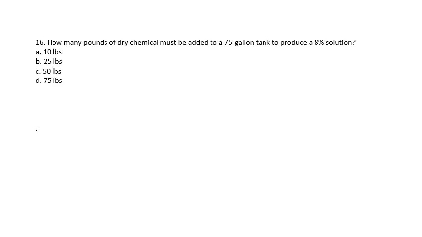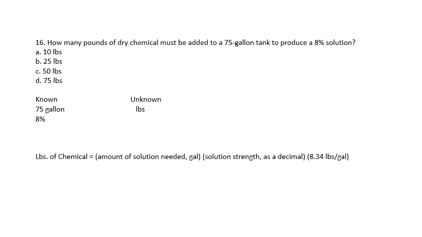Question 16. How many pounds of dry chemical must be added to a 75-gallon tank to produce an 8% solution? 10 pounds, 25 pounds, 50 pounds, or 75 pounds? First, pull out your known and your unknown. So what we know is we got a 75-gallon tank. We want to make an 8% solution. What we don't know is the pounds.